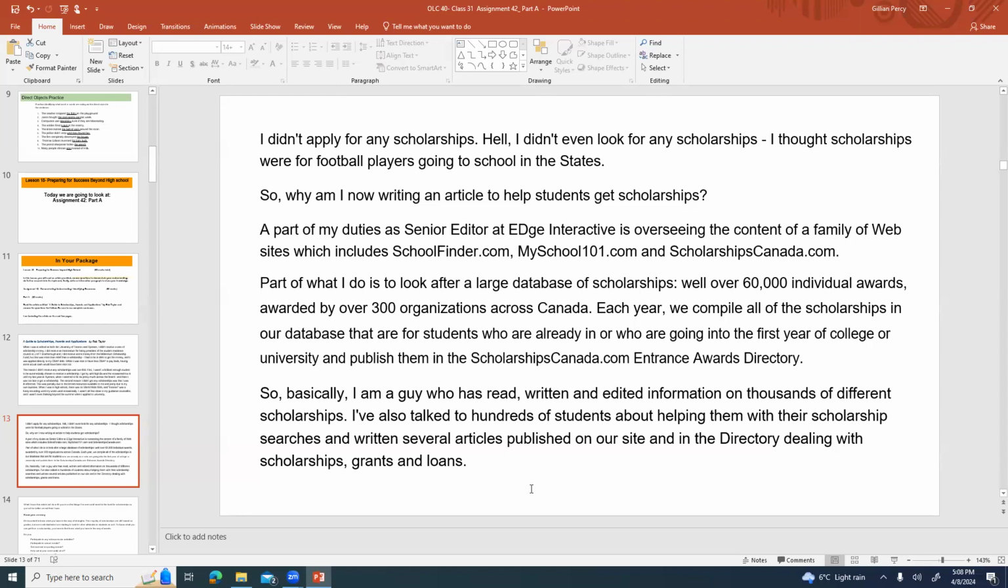Each year, we compile all of the scholarships in our database that are for students who are already in or who are going into the first year of college or university and publish them in the scholarshipscanada.com entrance awards directory. So basically, I'm a guy who has read, written, and edited information on thousands of different scholarships. I've also talked to hundreds of students about helping them with their scholarship searches and written several articles published on our site and in the directory dealing with scholarships, grants, and loans.